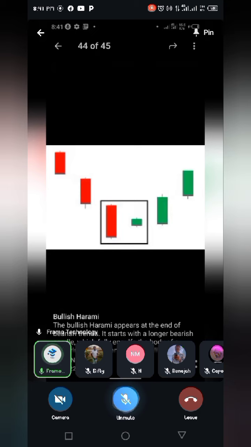So we will see a long red candlestick, and then the opening and closure of the green candlestick will be in the middle of the previous red candlestick, like the red is holding the green candlestick. And we say a bullish Harami has formed.